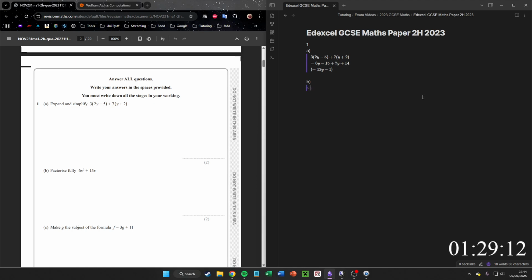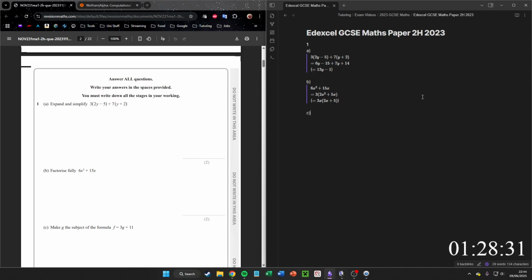Factorize fully 6x squared plus 15x. I tried doing headers for the questions, but I'm not going to do that this video, just because I think it's a waste of time, and also you can see it anyway. So we can immediately take a 3 out of both terms, and that would get us 2x squared plus 5x. And we can clearly as well take an x out of both terms, so we get 3x times 2x plus 5, and that is fully factorized.